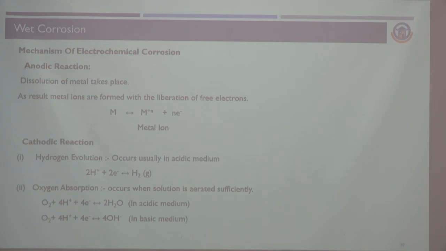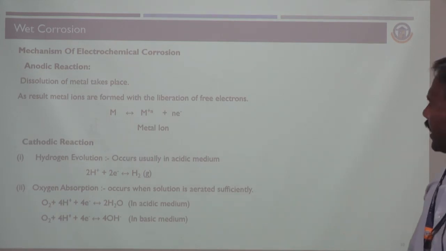So now let us discuss the mechanism of electrochemical reaction. In this electrochemical reaction, the anodic reaction is the same. Here the dissolution of the metal takes place and because of that the metal will be converted into metal ion. But coming to the cathodic reaction, here we have two different types of cathodic reaction. One is hydrogen evolution type and another one is oxygen absorption. Hydrogen evolution usually occurs in acidic medium and oxygen absorption usually occurs in presence of oxygen.